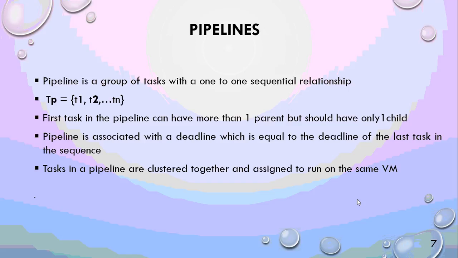A pipeline is associated with a deadline which is equal to the deadline of the last task in the sequence. Tasks in a pipeline are clustered together and assigned to run on the same VM. So they are saying tasks should be clustered together to avoid processing overheads, and the tasks always run on the same virtual machine because the tasks are sequential, so they can run one after the other. The output of one task becomes the input to the next task, which avoids the cost of time transferring files in and out of the global storage by running on the same virtual machine.